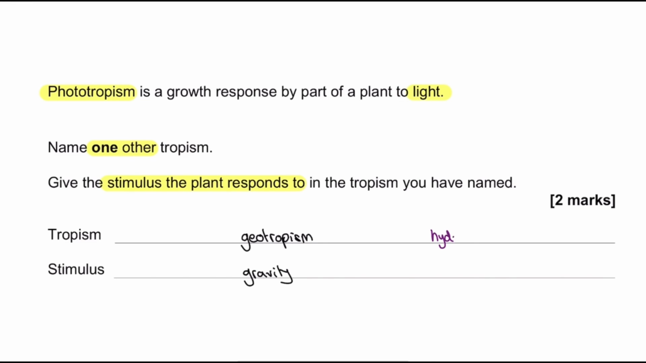Another tropism that the mark scheme will allow is hydrotropism, and that term hydro tells you that the stimulus is water. Another that you could say is thermotropism, and again the prefix thermo tells you that it's to do with temperature, and in this case it's heat.